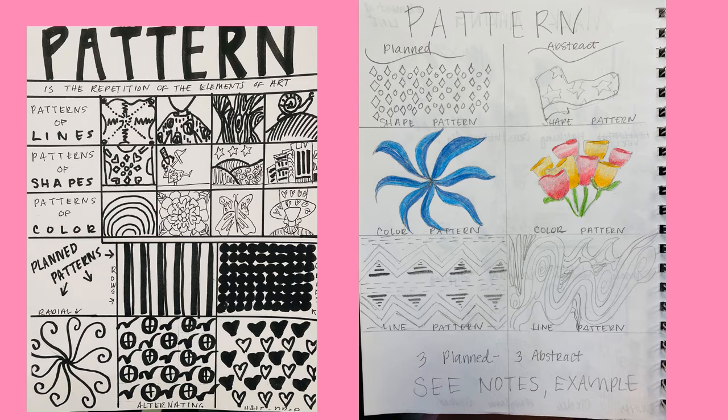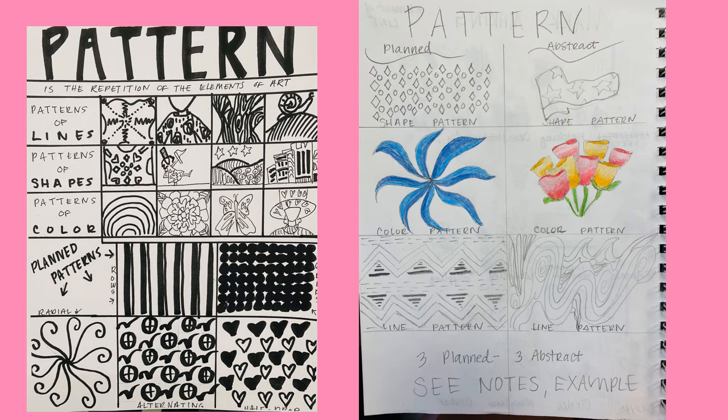So what you're going to do using this worksheet, which again is attached in your Schoology module, is a sketchbook activity where you are going to do 3 planned patterns using shape, color, and line. And then you're going to do 3 abstract patterns using shape, color, and line. So the planned patterns you will get from the bottom of that worksheet: rows, grids, alternating, radial. And then abstract are just ways in which you use pattern that really don't have a planned theme.